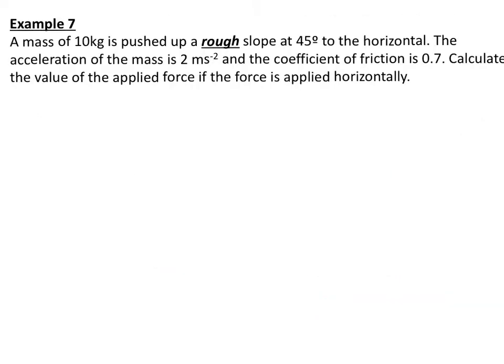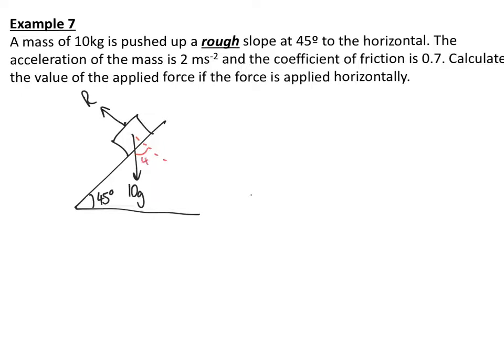Final example here, and this time we've got a slope, but we also have a force at an angle. So let's draw a diagram. A mass is pushed up a rough slope at 45 degrees to the horizontal. So here's our rough slope at 45 degrees. We've got our mass being pushed up it, and it's 10 kilograms. So let's write 10g for the force and the normal reaction. And again, to the perpendicular, this angle is going to be the same as the angle of our slope.